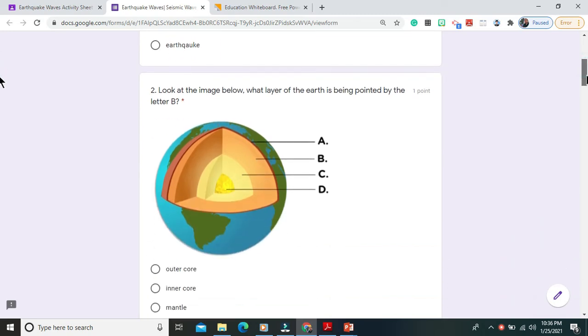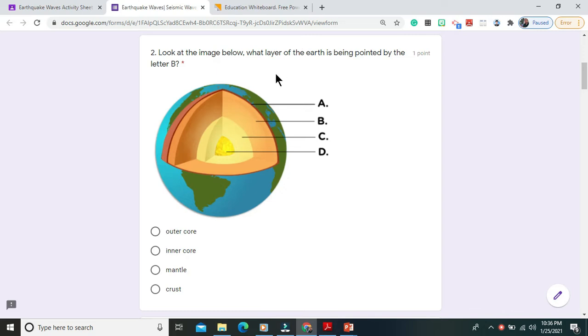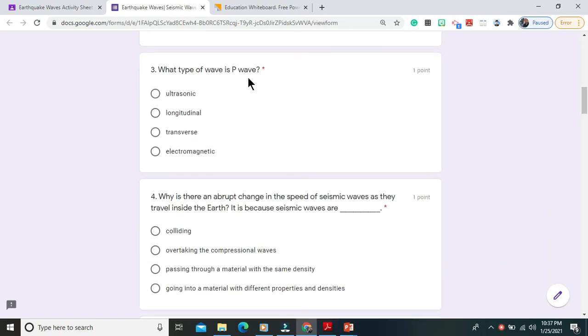Question number 2. Look at the image below. What layer of the earth is being pointed by the letter B? The correct answer is mantle. Question number 3. What type of wave is P wave? The correct answer is longitudinal.